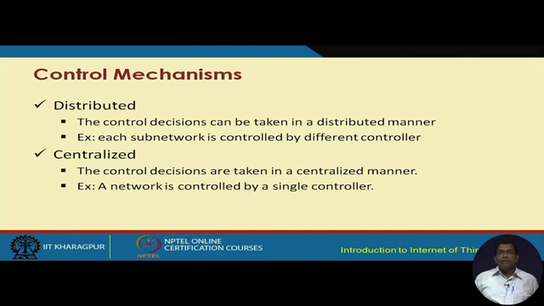Now, how are the control decisions going to be made? There are two different approaches: one is distributed, the other is centralized. In the distributed approach, the control decisions can be taken in a distributed manner, for example, each subnetwork is controlled by a different controller. In the centralized mechanism, the control decisions are taken in a centralized manner, for example, a network is controlled by a single controller. That is centralized control, and dividing into different subnetworks with a controller for each would be a distributed solution.